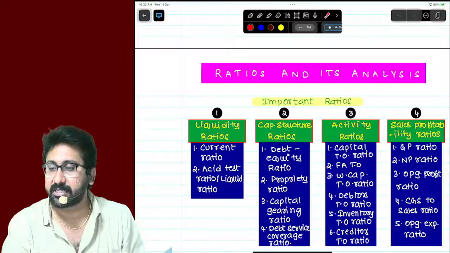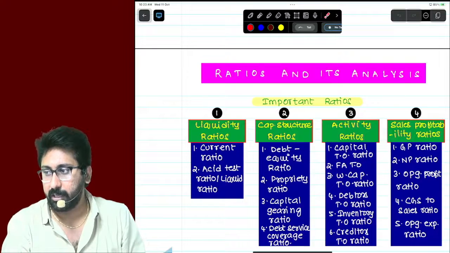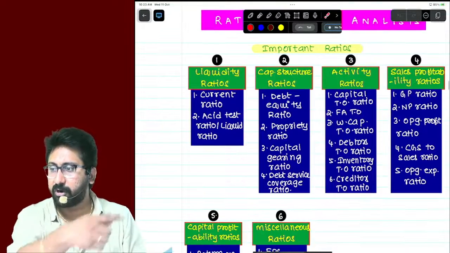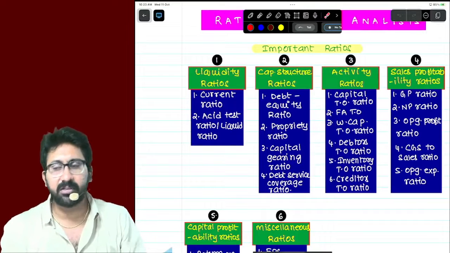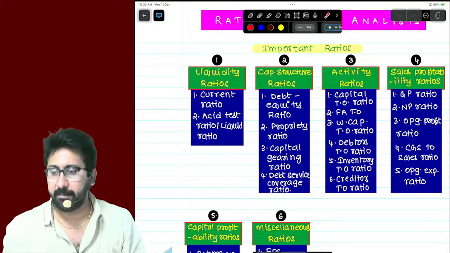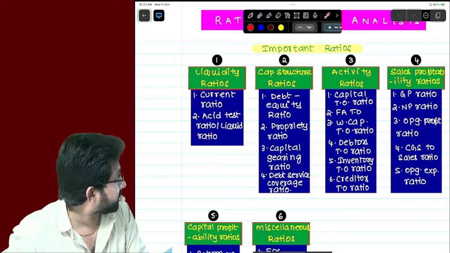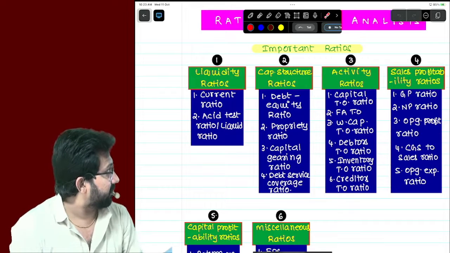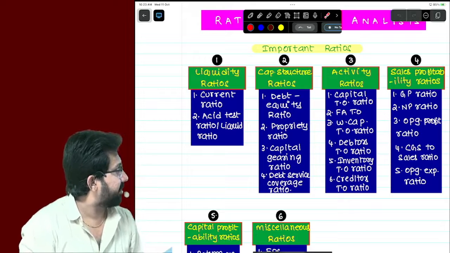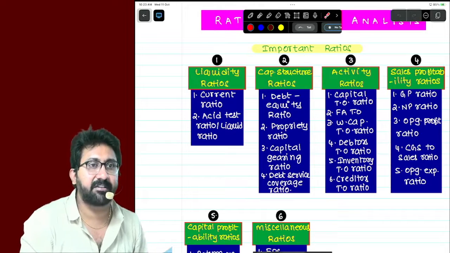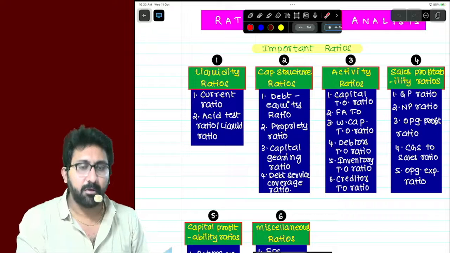After that, the next area we went into is capital structure ratios. Once, I will display it on the screen. What are the ratios we are going to discuss now? I think you understood what a liquid ratio is, correct? What is the next ratio we have to discuss? Capital structure ratios. See there: debt equity ratio, proprietary ratio, capital gearing ratio, debt service coverage ratio. How many types? Four types are there.